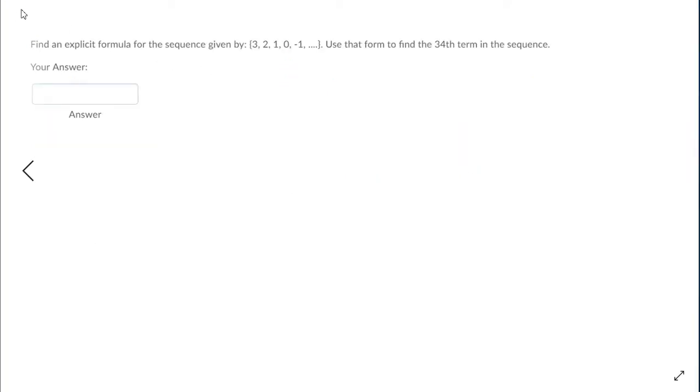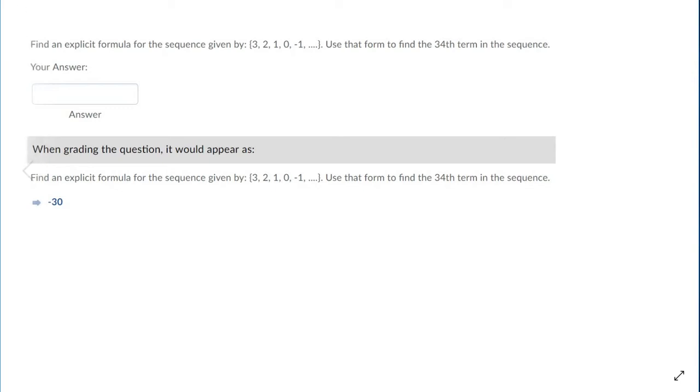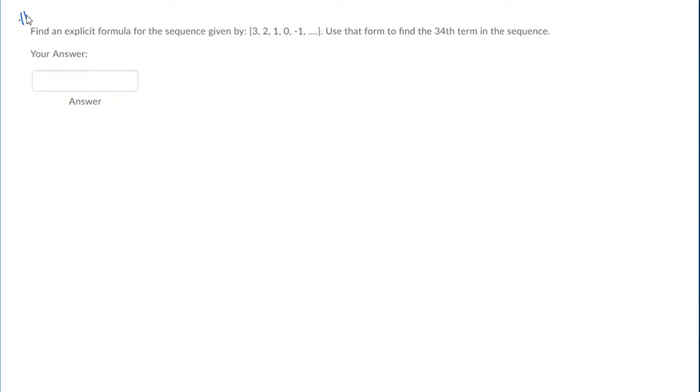Okay, this is problem number 9, and in this case, they're asking us to generate an explicit formula, meaning we just want a formula that can compute any particular value right off the bat. It does not depend on the previous values. If it depended on the previous values, it would be called what? It would be called a recursive formula. But explicit means we can just compute any particular value in the sequence directly without knowing the previous ones.